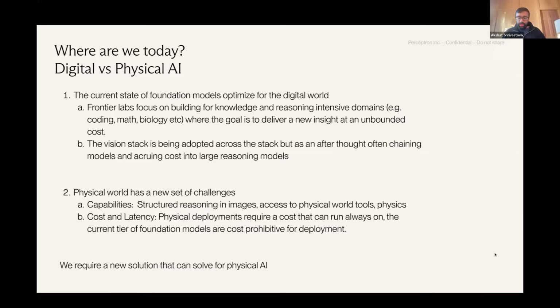With that, there are two unique challenges that come up for physical world problems that don't come up in digital world problems. One is the next set of capabilities, which in the physical world often involve systems that can integrate and interact with others. What does structured reasoning look like for images? What does it mean to have access to tools in the physical world? What does movement in the physical world mean? How do you understand the basics of physics? All these problems you have to solve to build a truly promptable interface for the physical world. And the second thing is that you can't arbitrarily spend on these models anymore.